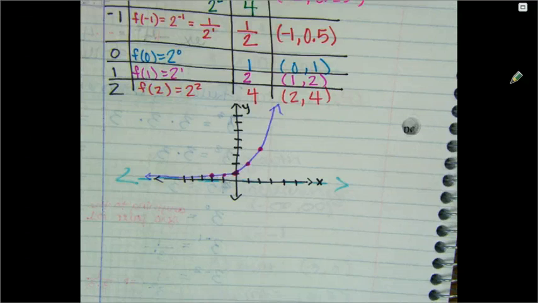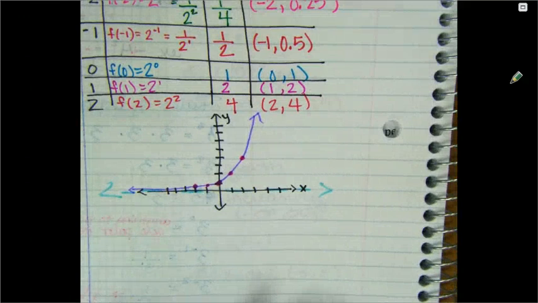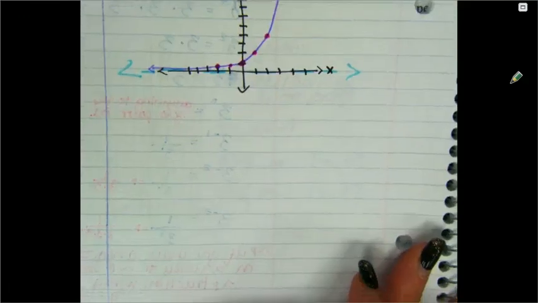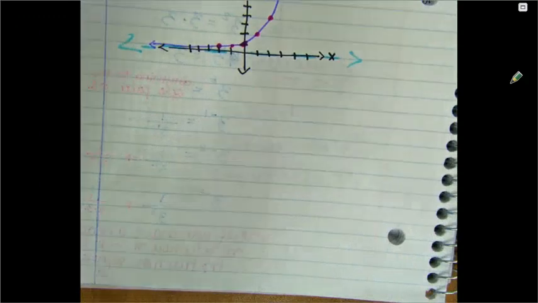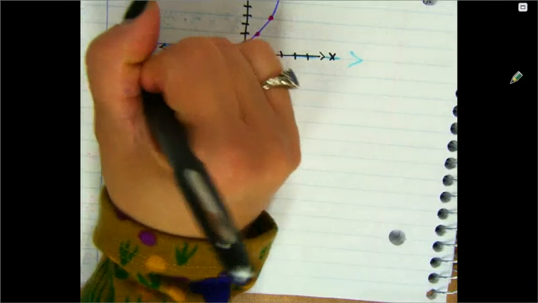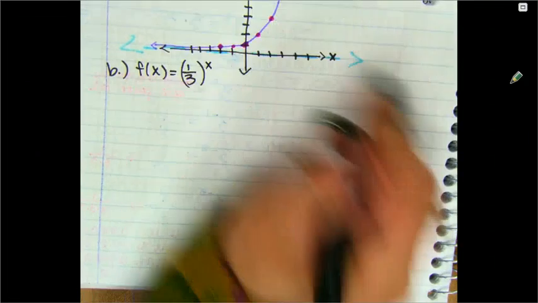Ready? We good? We need to do another one. I think we can squeeze it in here. It's like an example. Let's go ahead and do f of x equals 1/3 to the x.